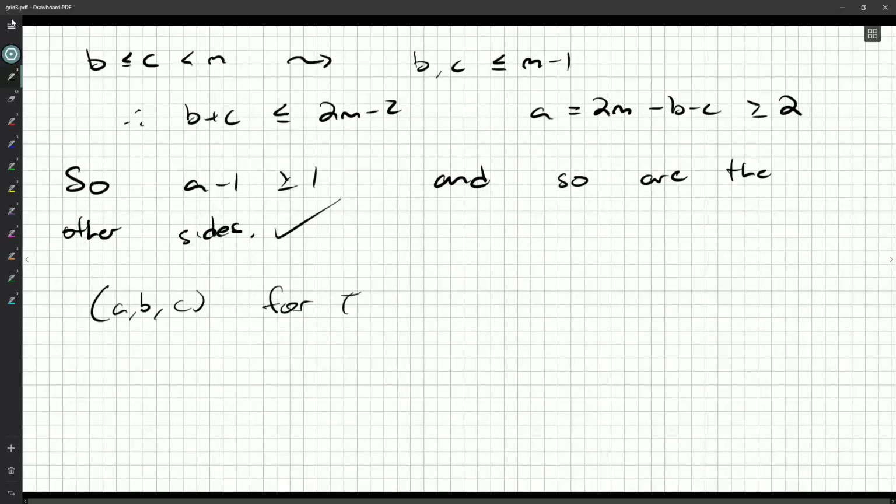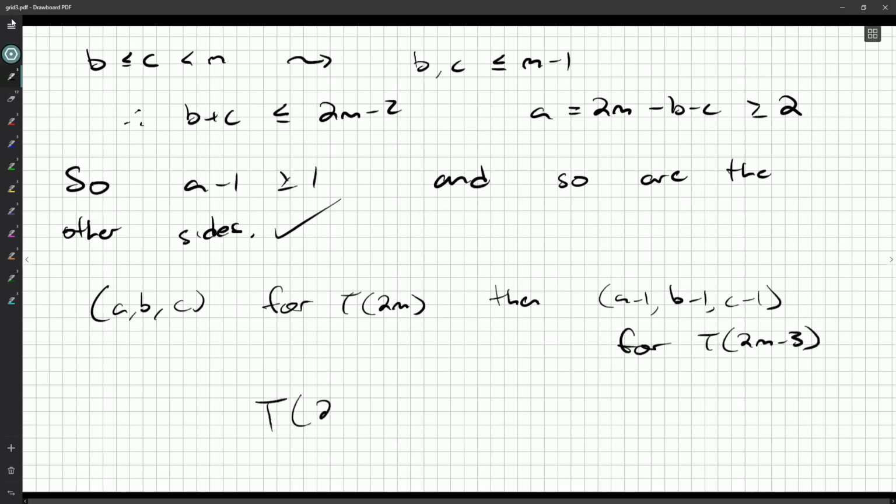If this is a triangle for T of 2M, then A minus 1, B minus 1, C minus 1 is a triangle for T of 2M minus 3. So, what have we shown? Every triangle for T2M is also a triangle for T2M minus 3. So, I guess we've shown this. Now we have to go in reverse.